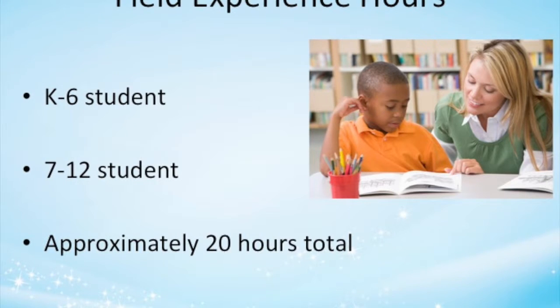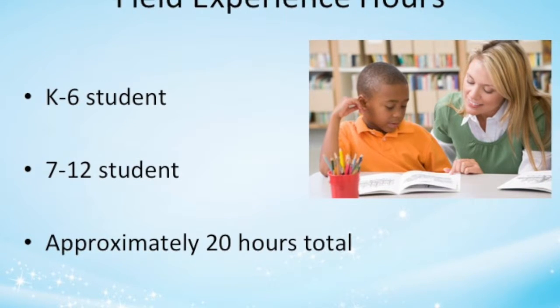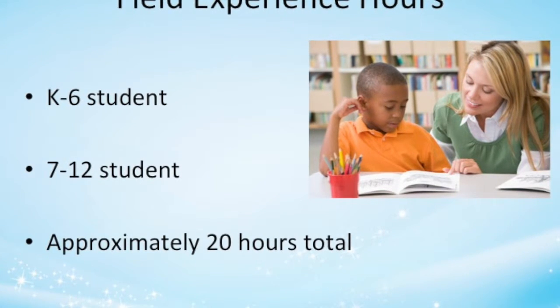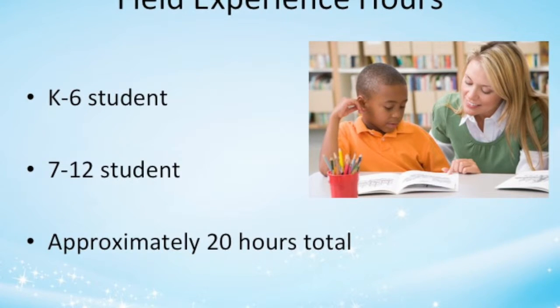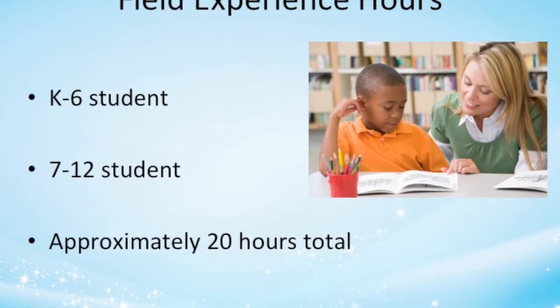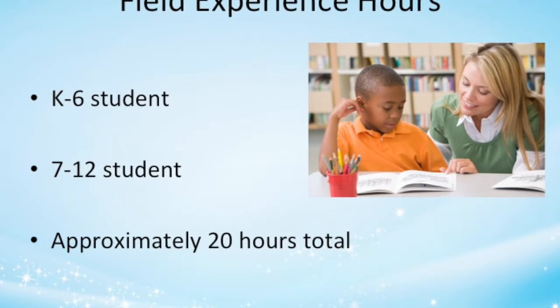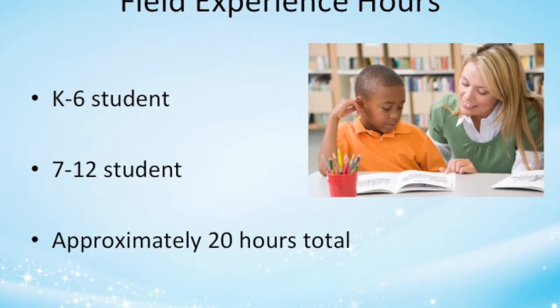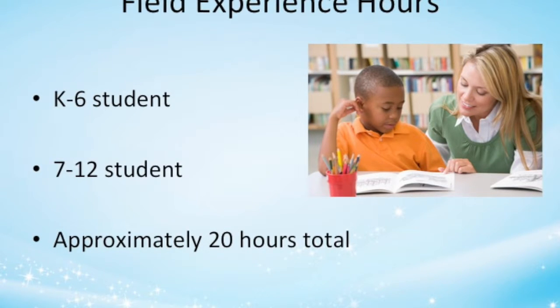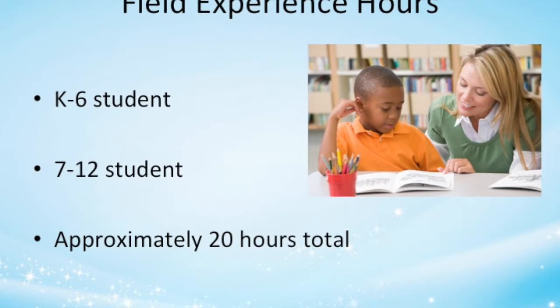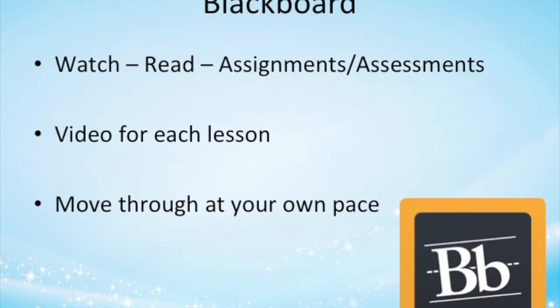You'll see here that this will be about 20 hours total, but that includes the work that you will do in between sessions and the analysis and the write-up afterward. So you won't actually be spending the full 20 hours with those students, but you need to have access to a K-6 student and a 7-12 student. So please get going on that right away. Find a student at each of those age levels, and there's a permission form to have the parents sign that's up in Blackboard for you.